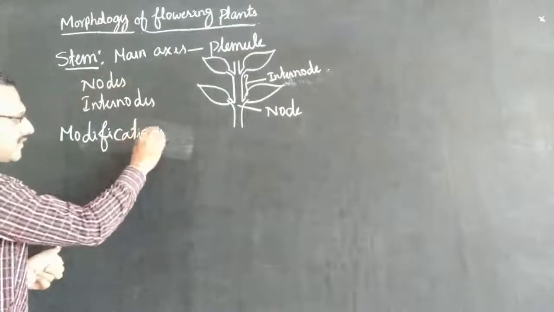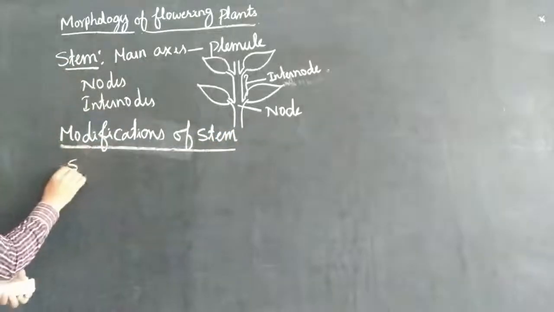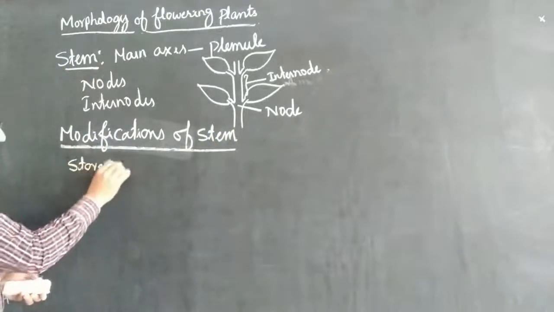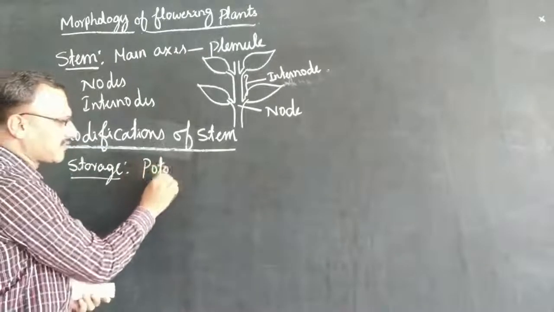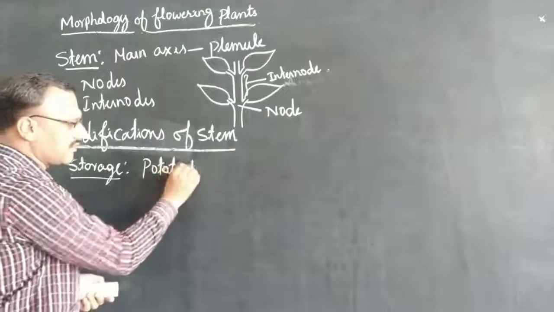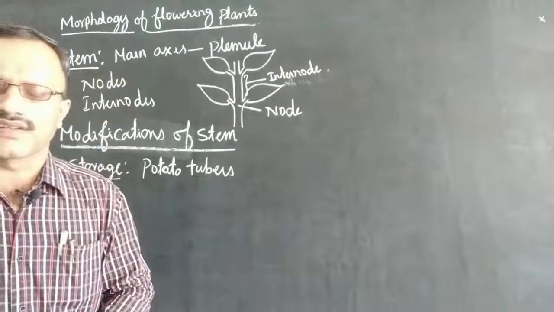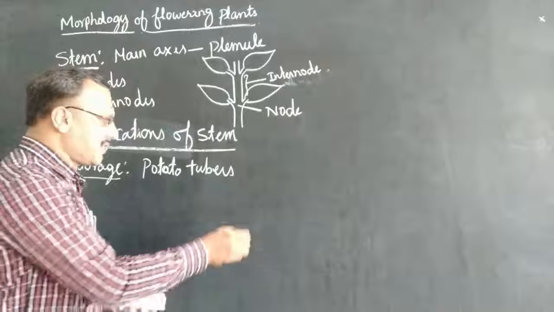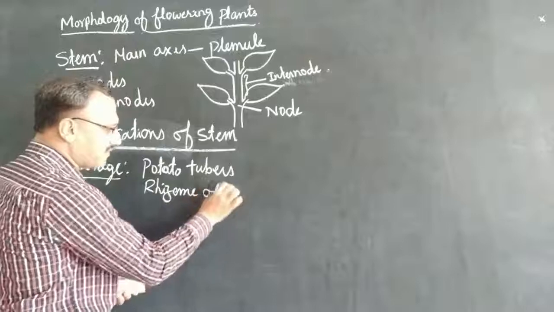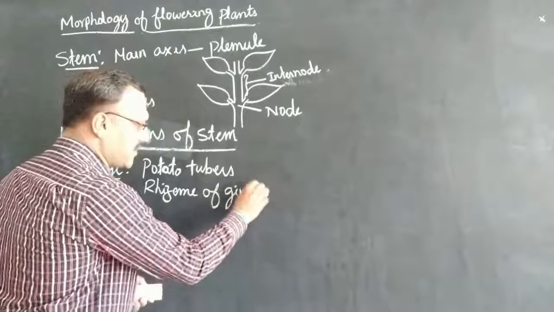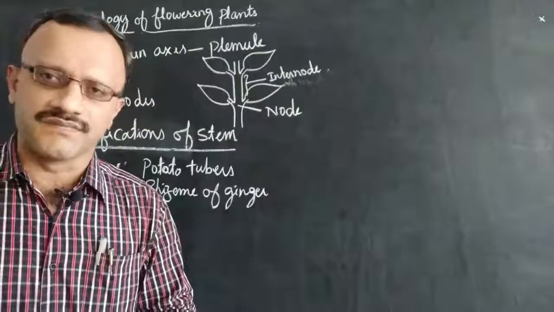Modifications of stem. Stem is involved in storage, like potato tubers, which are modified stems meant for storing the reserve food material. Similarly, the rhizome of ginger is also a modified stem meant for storing the reserve food material.